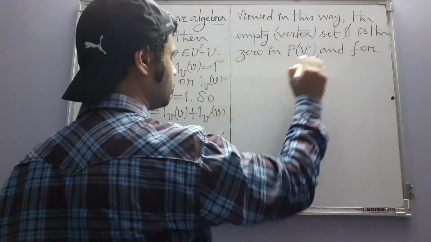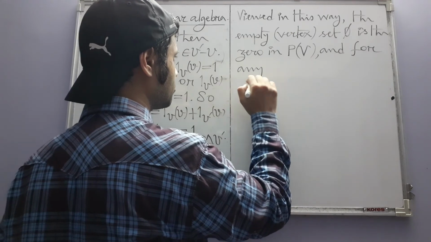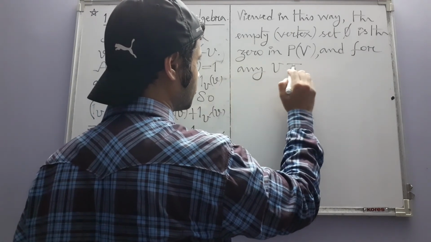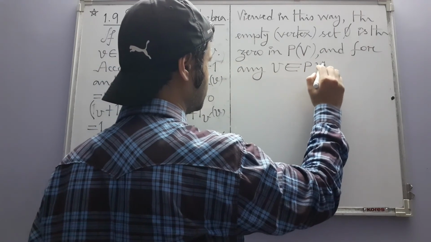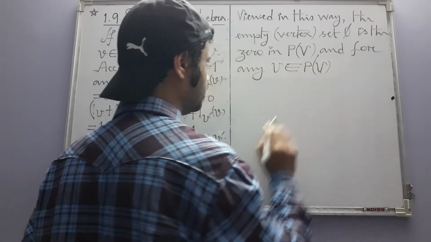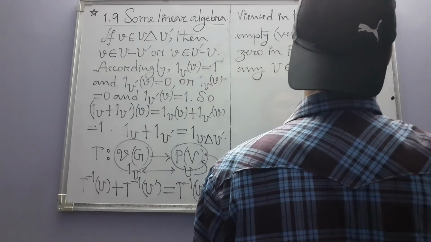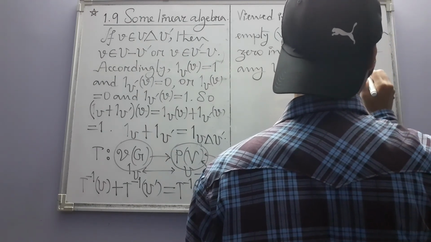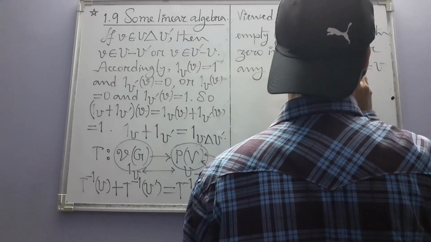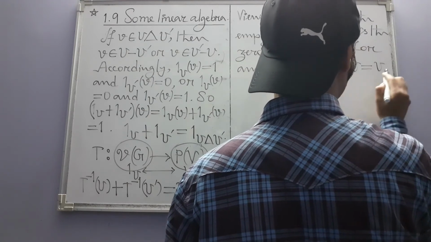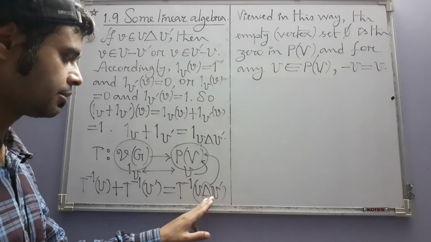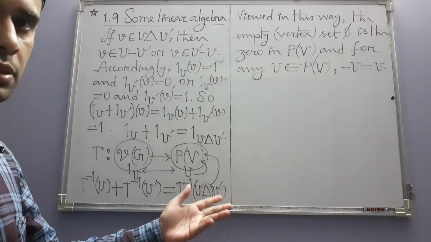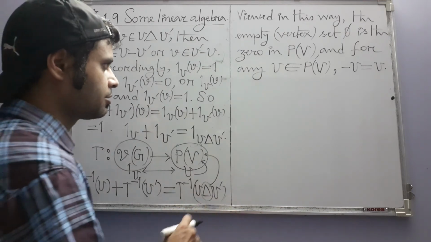and for any U subset of V, or we can just directly write for any element U in P of V, its additive inverse is just U itself, and these things can be verified without going there. You can just directly see them in the symmetric difference itself. In fact, let me just show you.